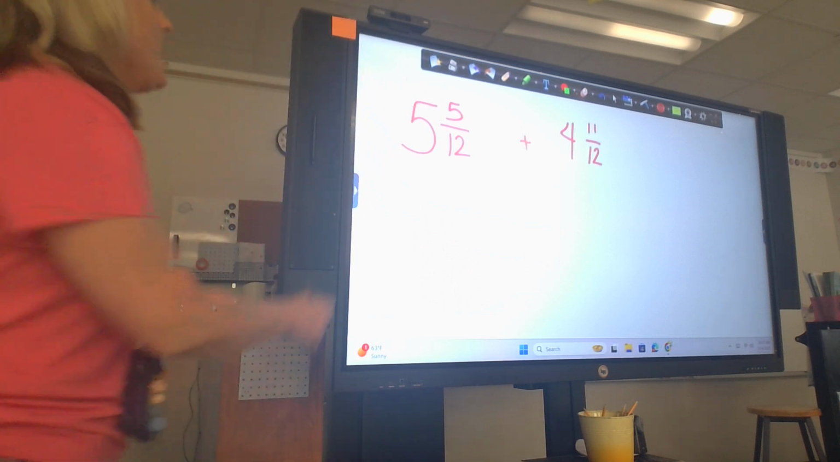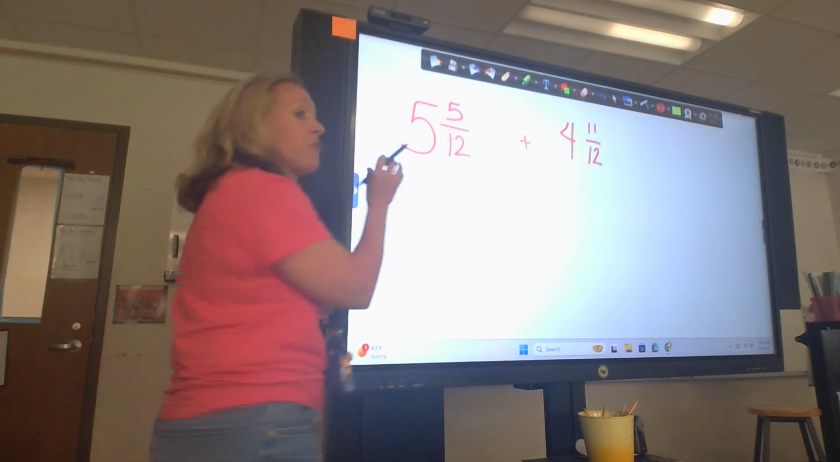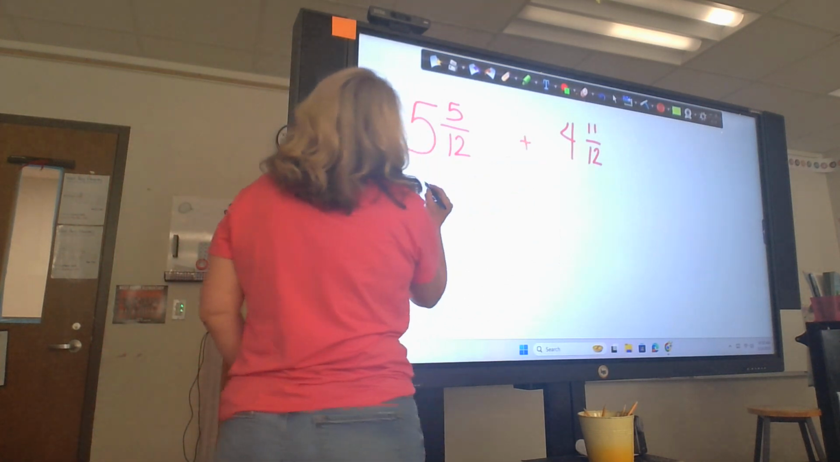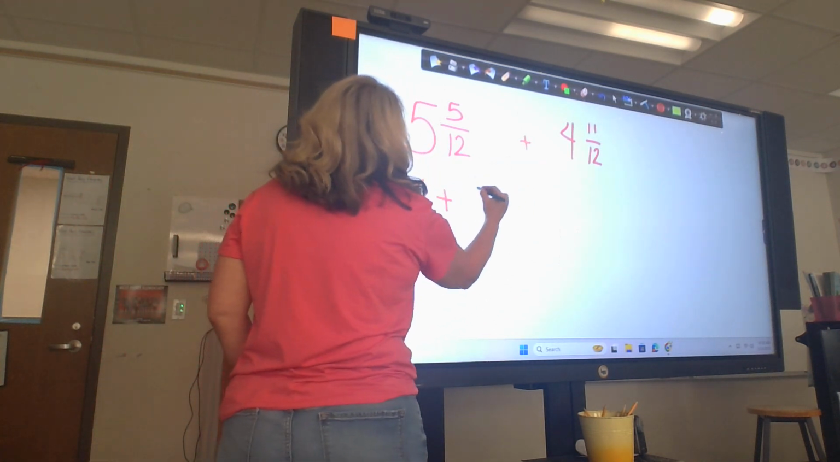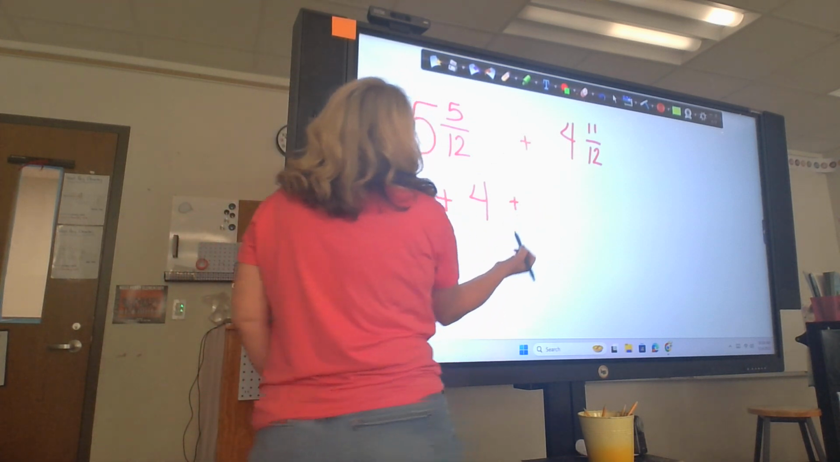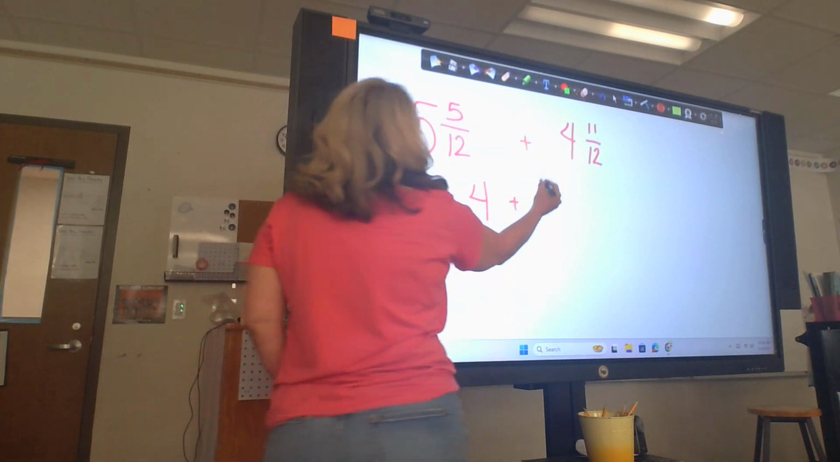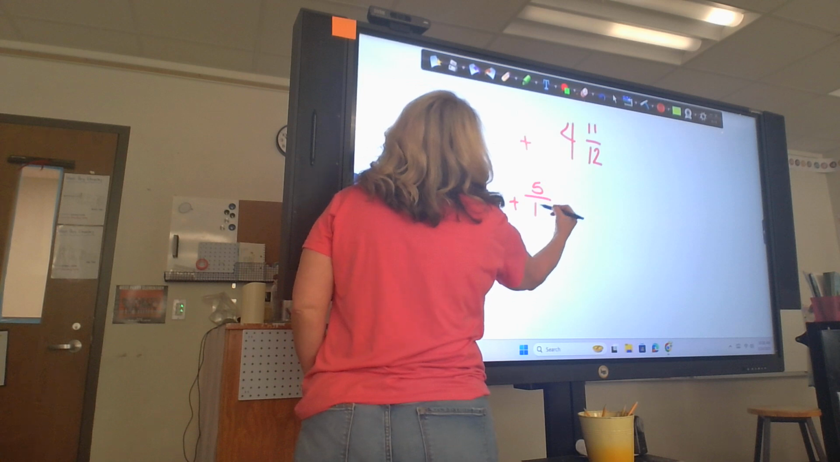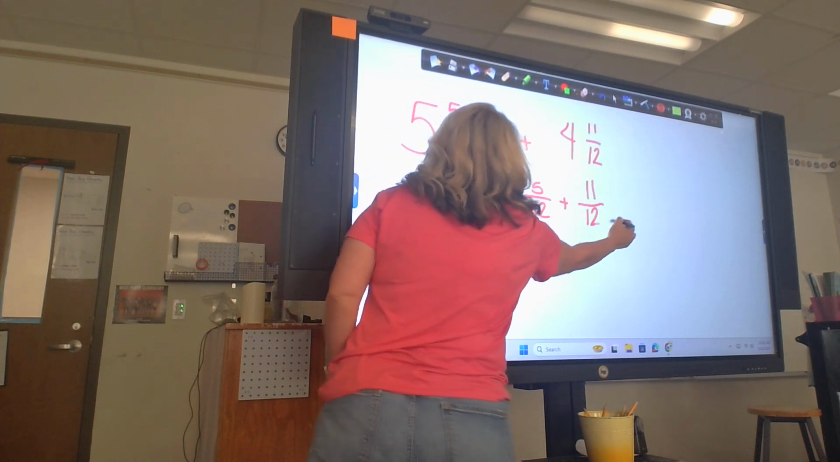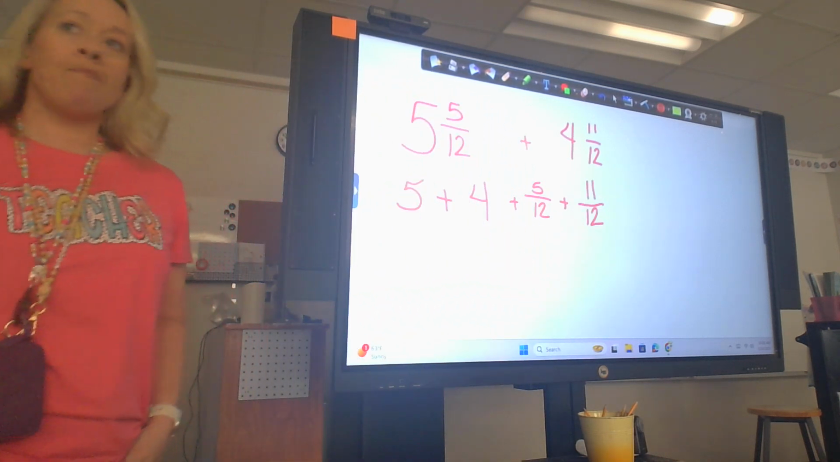All right. So step one, reorder these so that you've got whole numbers with fractions. So my whole numbers are going to be 5 plus 4. You should have already done that. If you didn't, do it now. Then you've got 5 twelfths plus 11 twelfths. Okay?